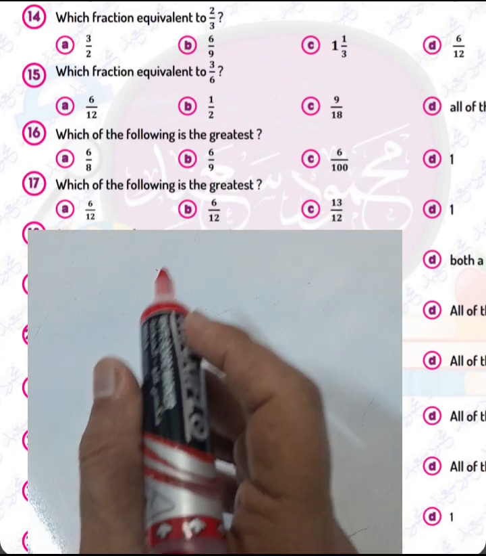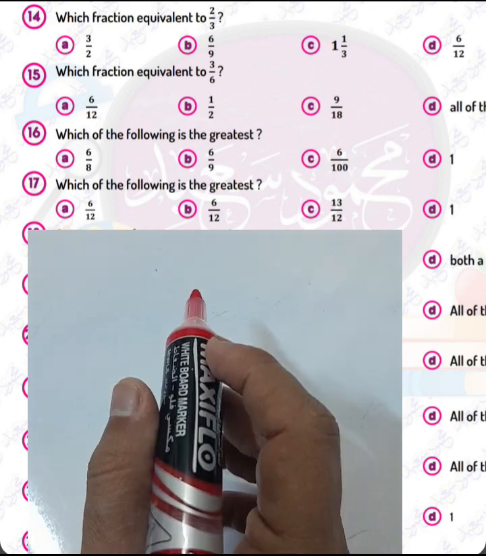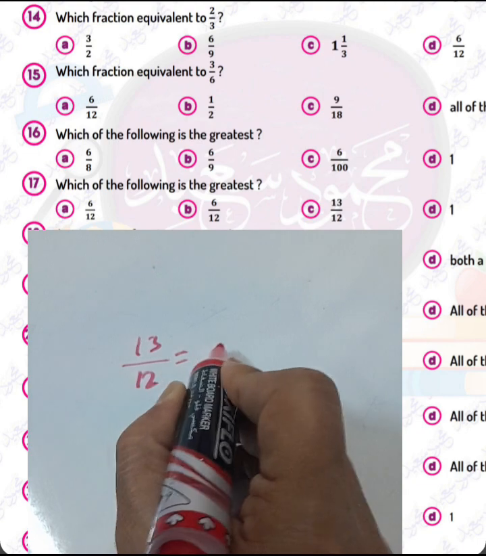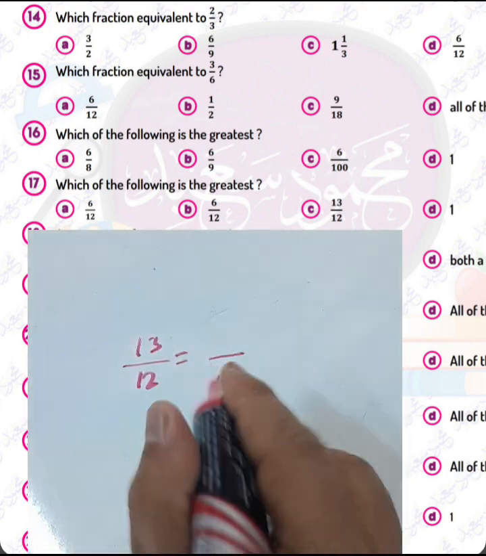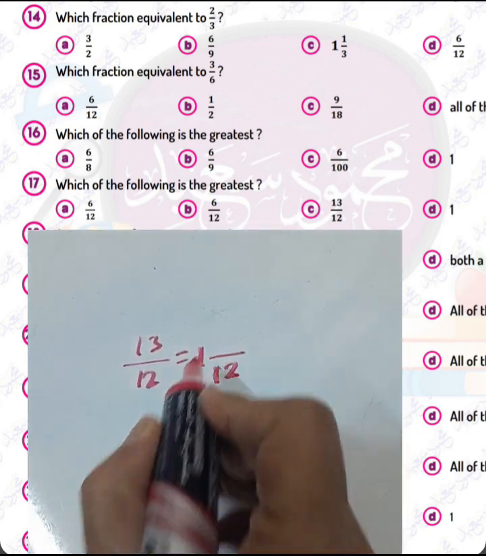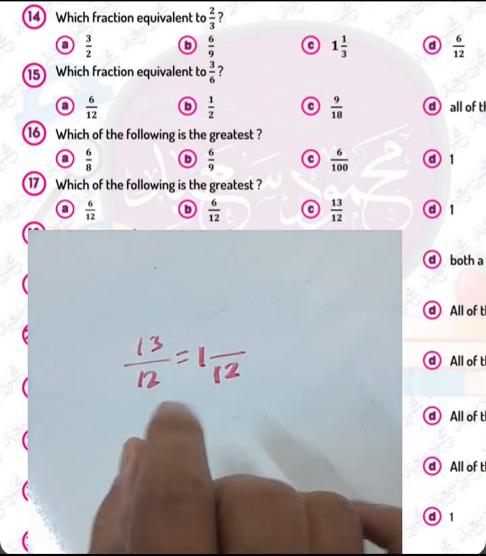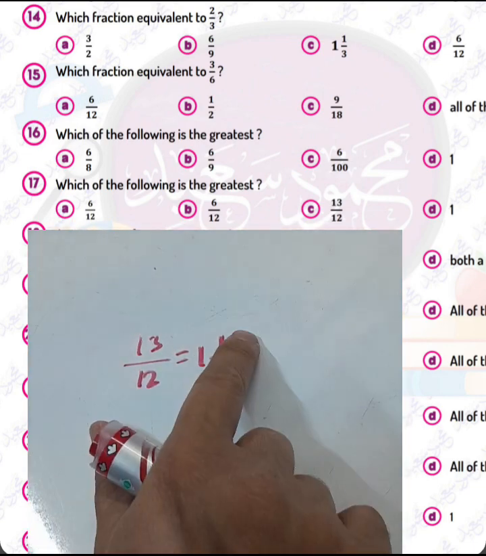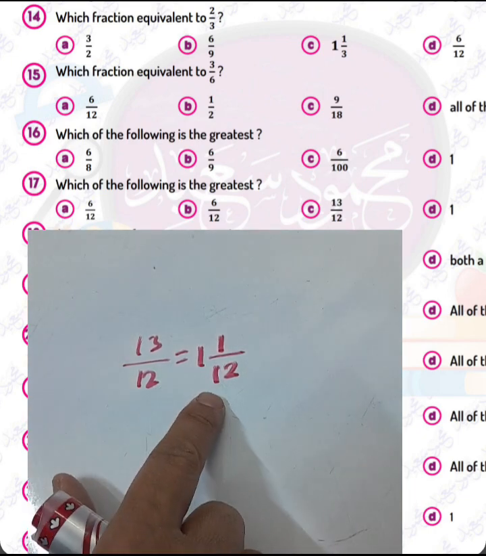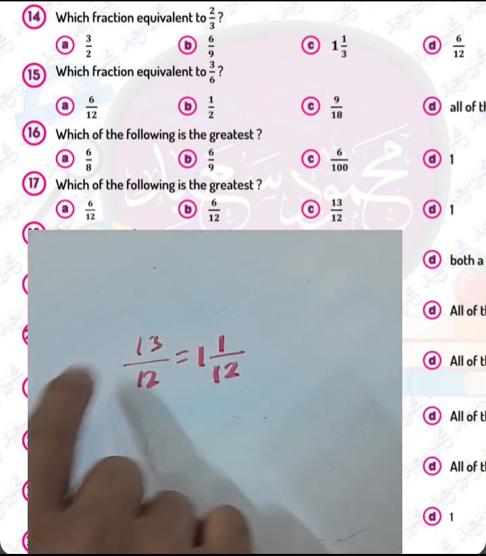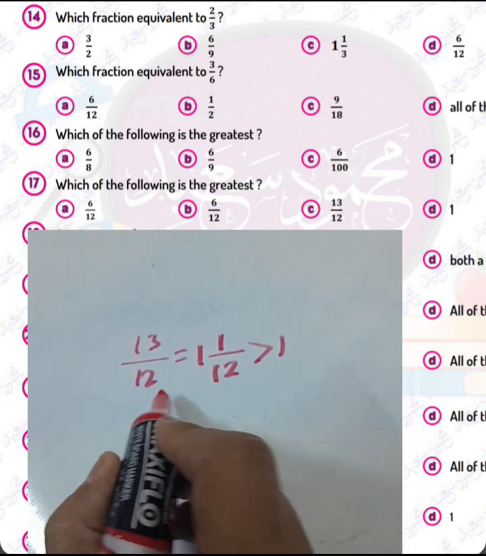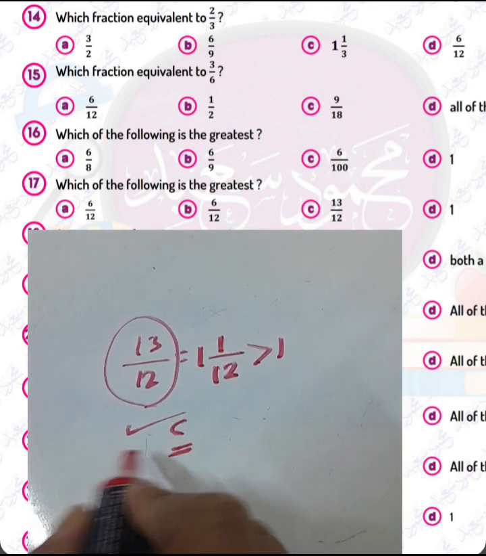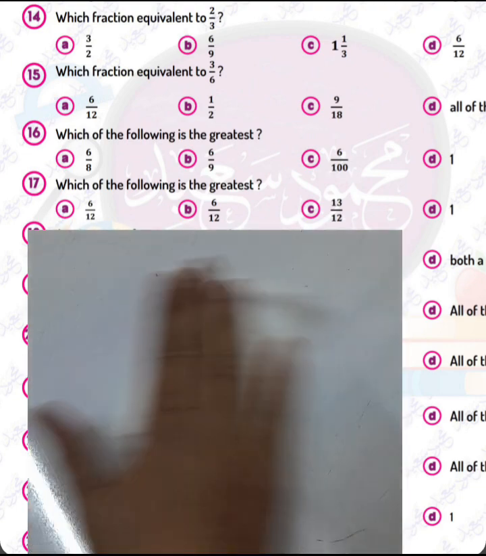Question 17. Which of the following is the greatest? 1 again is the greatest, but we have here 13 over 12. We can convert it from improper to mixed number. 1 times 12 equal 12 and the remainder 1, because 13 divided by 12 equal 1 and the remainder 1. Or 1 times 12 equal 12, 12 plus 1 equal 13. This number is greater than 1. Then 13 over 12 is the greatest number. You must choose letter C.